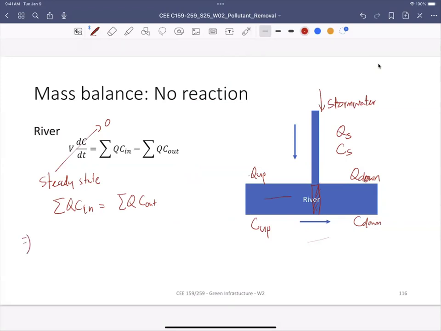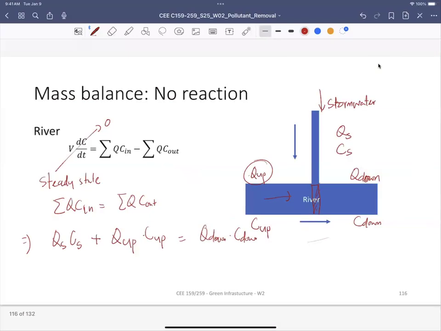When you do that, you can write this. There are two inflows in this system. One is the stormwater, so this is the flow rate of stormwater times the concentration of stormwater, plus the flow rate coming from upstream times C up. These are the two inflows. They mix together and the same amount of pollutants flows in the downstream river. So that is Q down times C down.